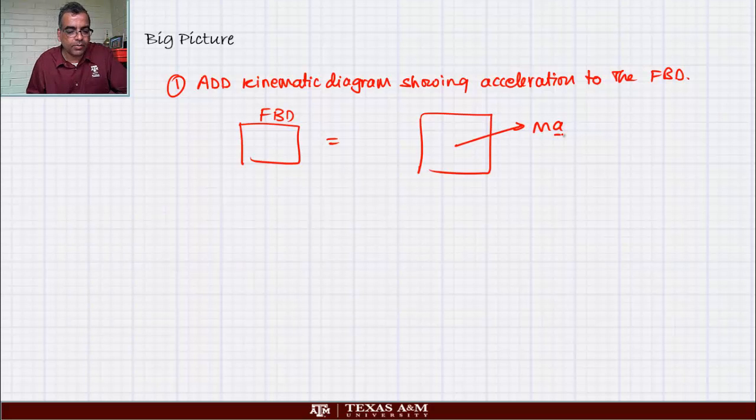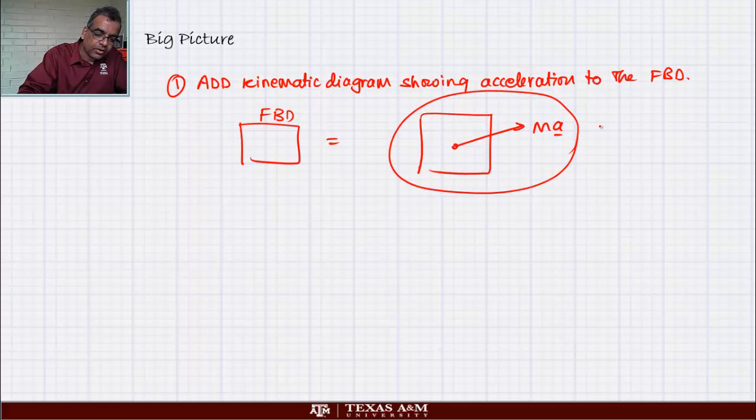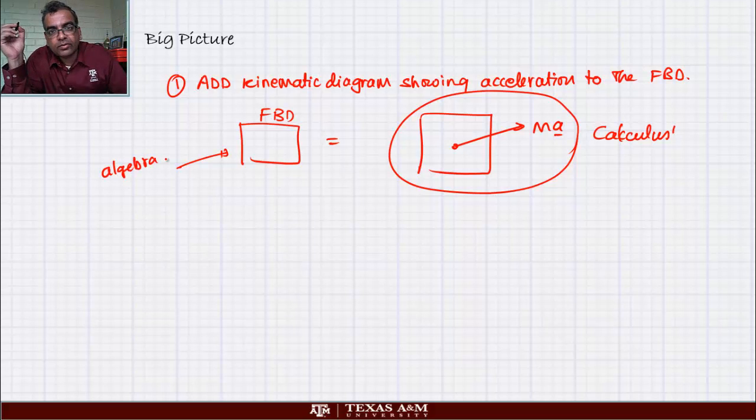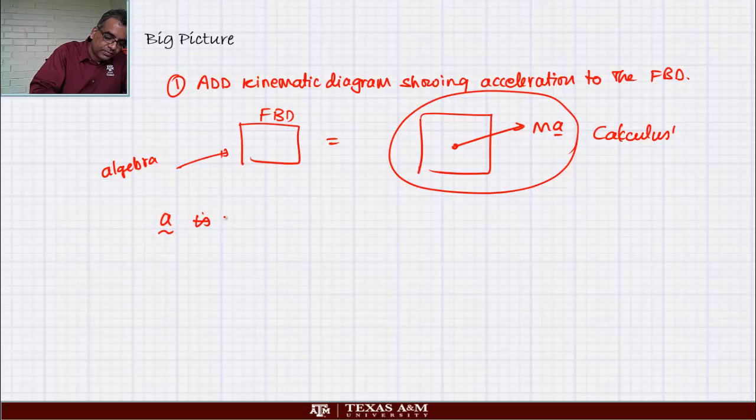Now this turns out to be a little bit tricky to do because we have to use some calculus here. Mostly to do this we needed mostly algebra, and we have to do calculus for the mass times acceleration vector. The problem for us is acceleration vector is not the same as rate of change of speed.